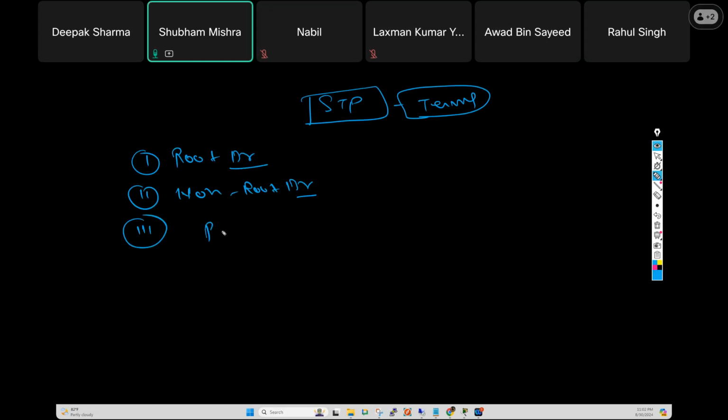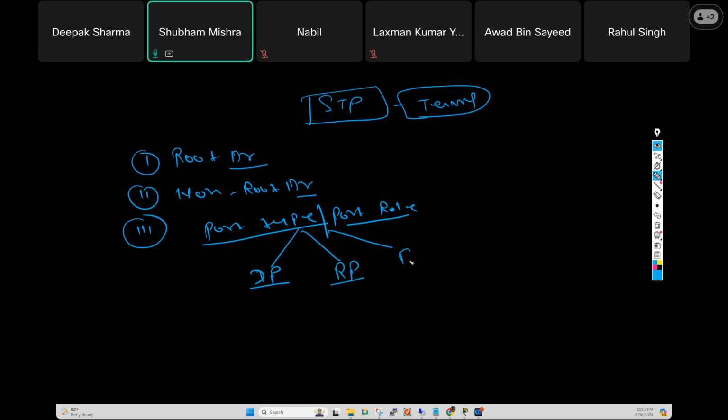Next is, guys, port type, or you can say port role. Both are the same. Okay, everyone. So generally in STP there are three types of port role. Either DP, designated port, RP, you can check the full form of RP, and second one is, guys, root port. Clear, everyone? Understand?